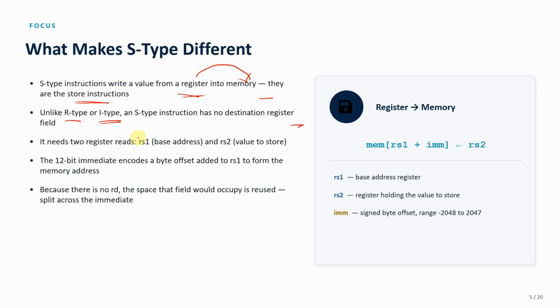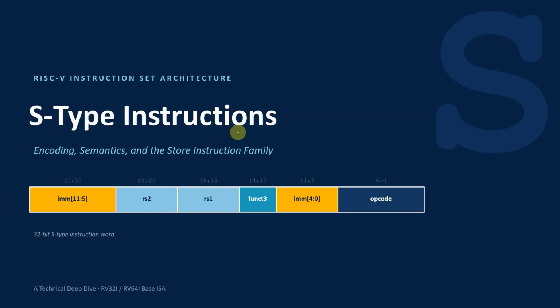Now, it needs two registers. One is RS1 and another is RS2. RS1 is going to store the base address, and RS2 is going to store the value which I need to store into my memory. So RS1 holds the base address, and RS2 holds the data which I am willing to store into my memory. I'm also going to have something known as a 12-bit immediate. So let me show you the instruction first.